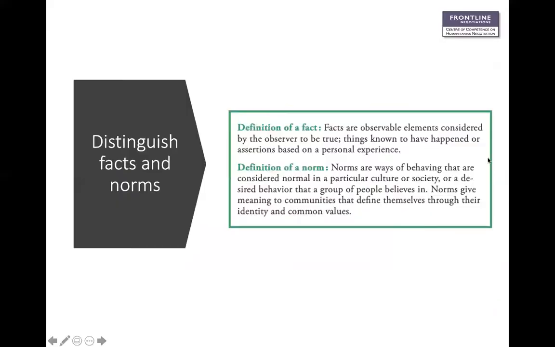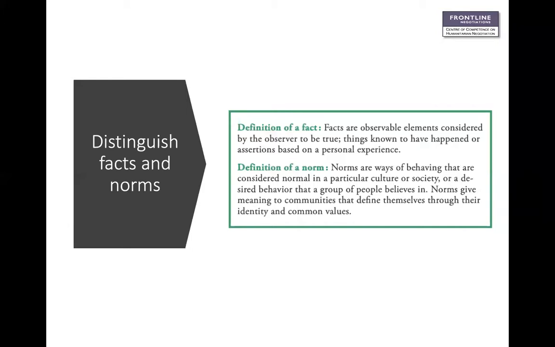This is distinguishing between the facts and the norms, defining what is a fact, and a fact being observable. It's an element considered by the observer to be true. Things that have happened, assertions based on an experience. And we can have, as we'll see in the tool, facts that we don't necessarily agree on with our counterpart, but it doesn't mean that they're not facts. We might have some work to do to get consensus there.